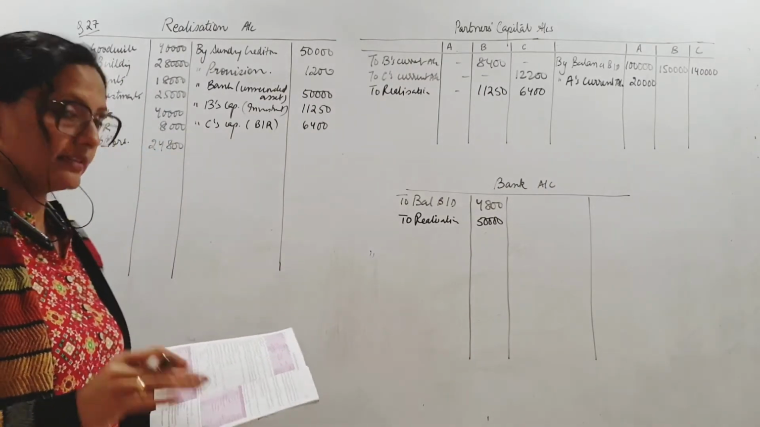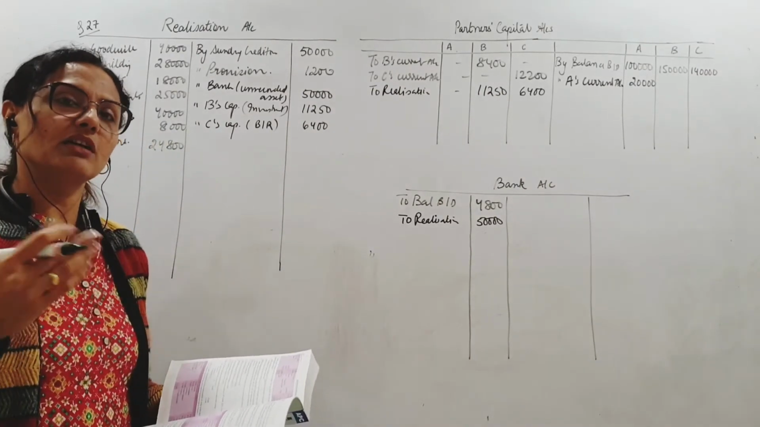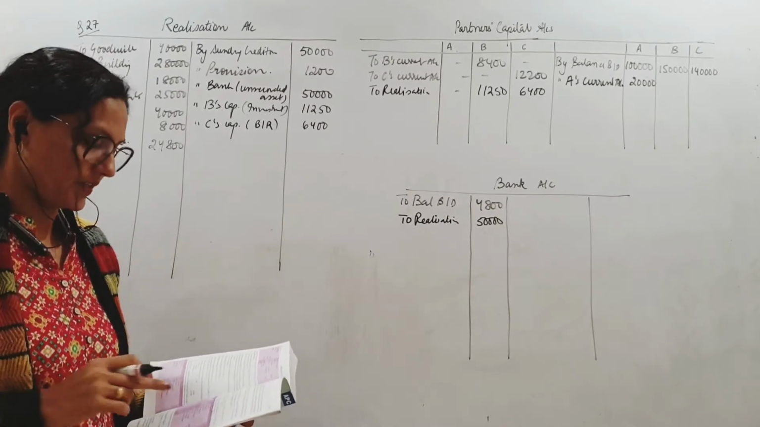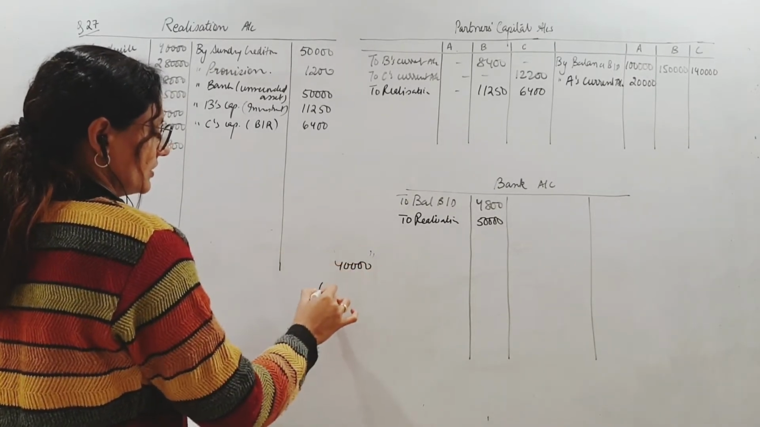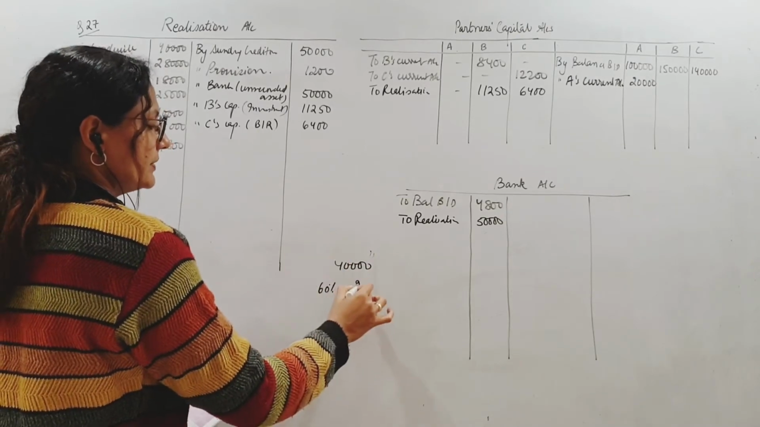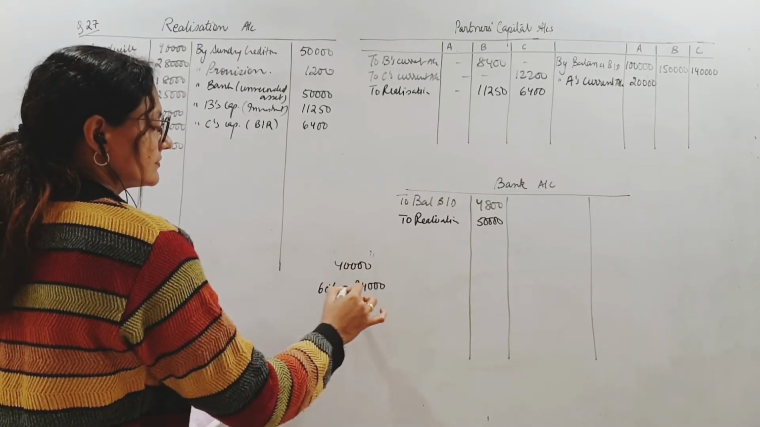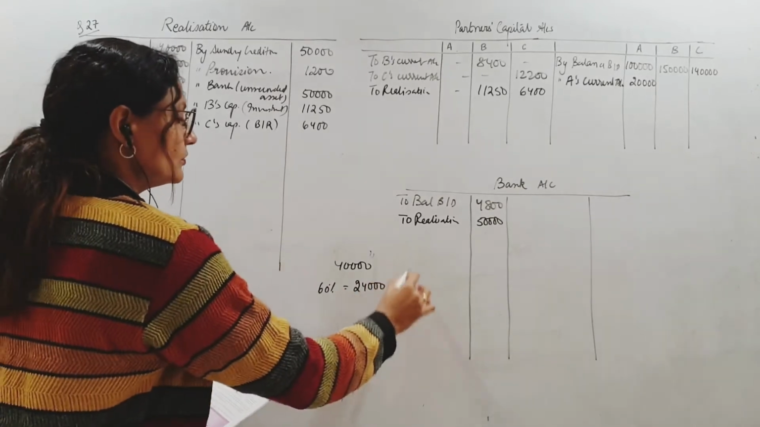60% of stock realized in full, meaning jitna book value tha utna mil gaya. In full means that stock is 40,000. Total is 40,000. So 60% of that will be 24,000. Realized in full, पूरा पैसा मिल गया.